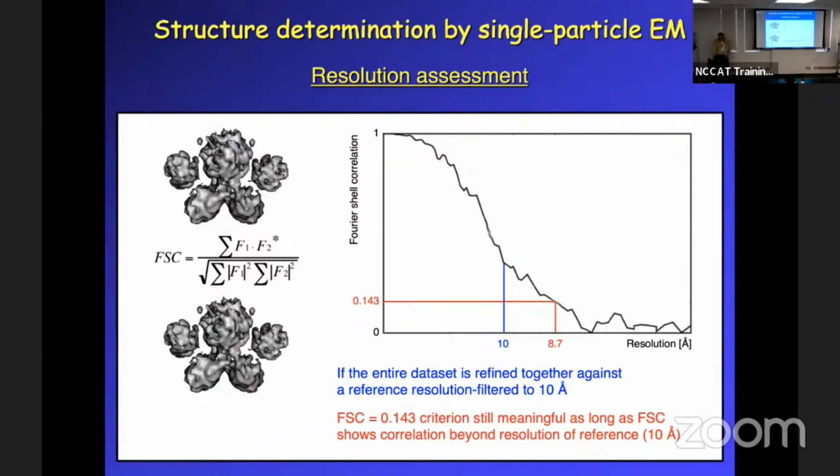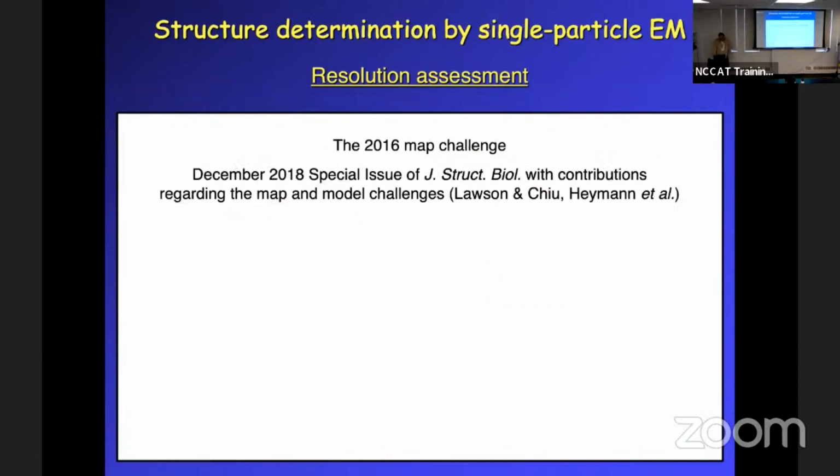Yeah, and so something that happened in 2016 was a so-called map challenge. At the same time, there was also a model challenge. And I'll come back to this at the very end. But if you're interested, there's a special issue in the Journal of Structural Biology in December 2018. And there are several articles about this map and model challenge.